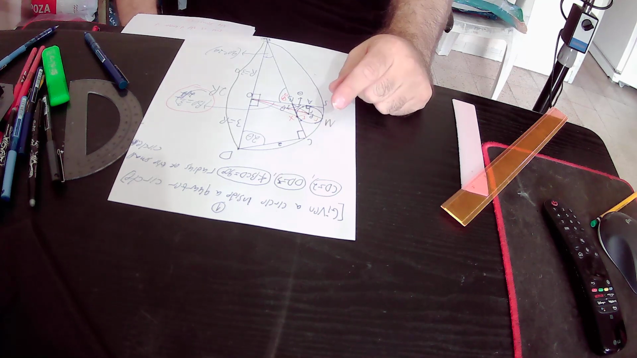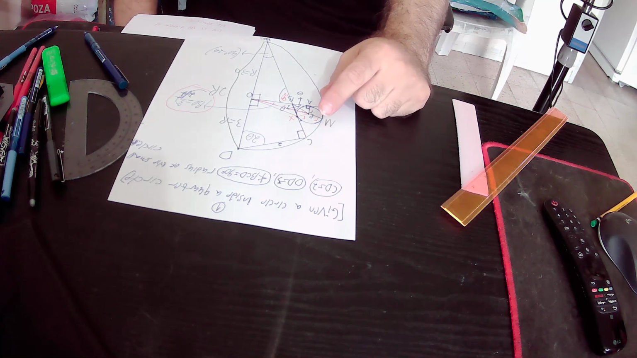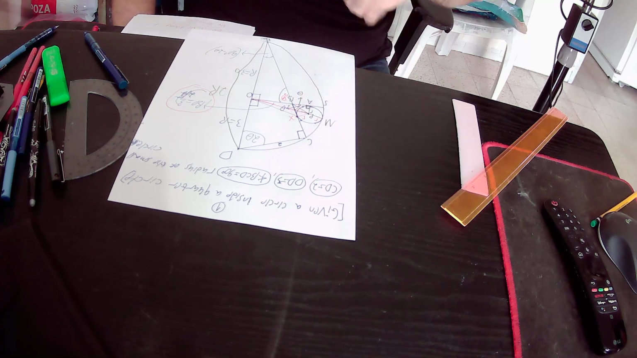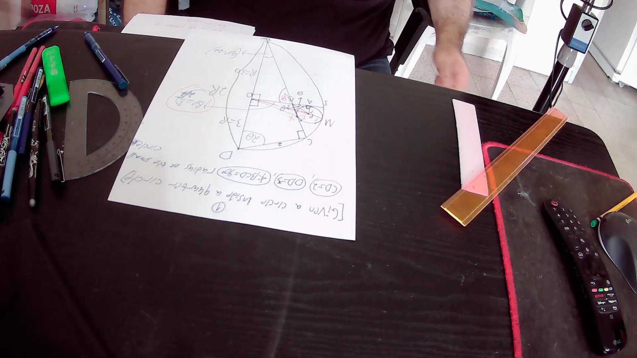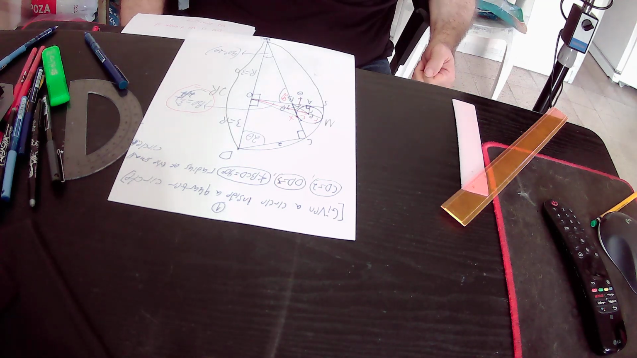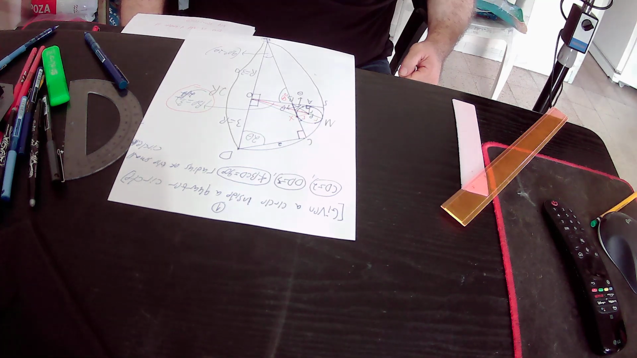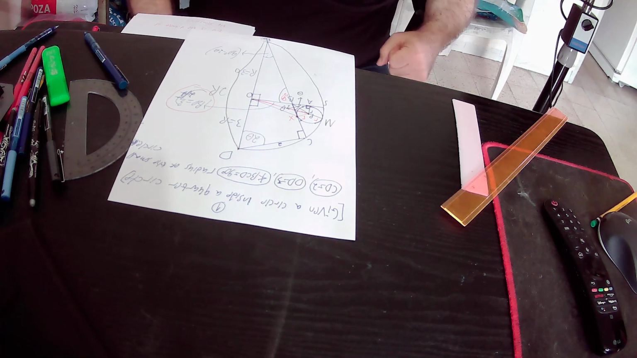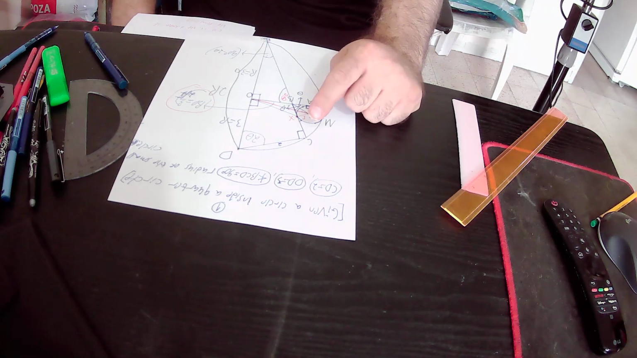Angle ECD, this angle is a peripheral angle. Why is it a peripheral angle? Because it is located in the circle. Okay? So we have here angle ECD.